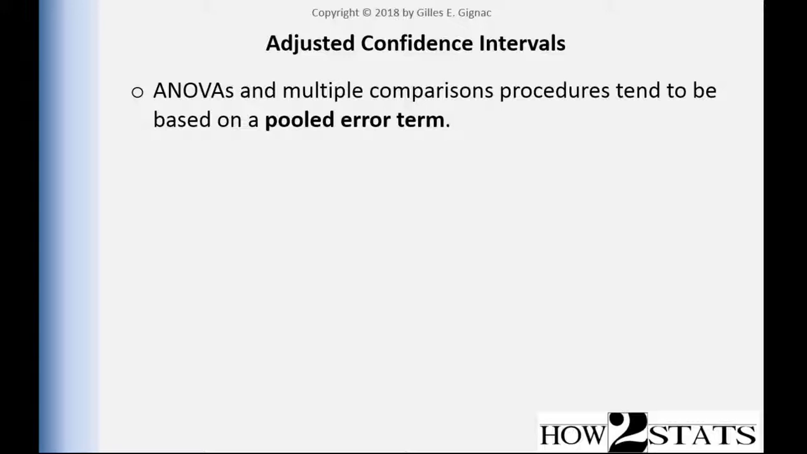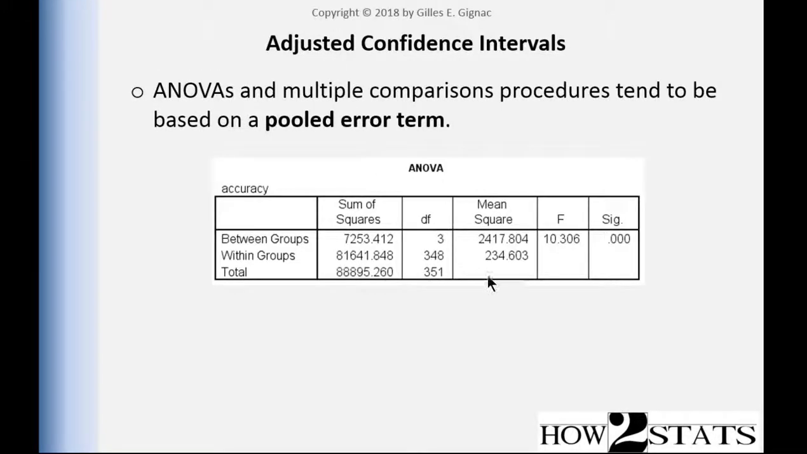So the main reason that adjusted confidence intervals should be considered when you're creating a report is that ANOVAs and multiple comparisons procedures tend to be based on a pooled error term. Here's an example in the ANOVA framework where the entire analysis is based on this mean square error term. We're dividing between groups or between subjects mean square error by the within groups, and this is a pooled error term, and that yields the F value.